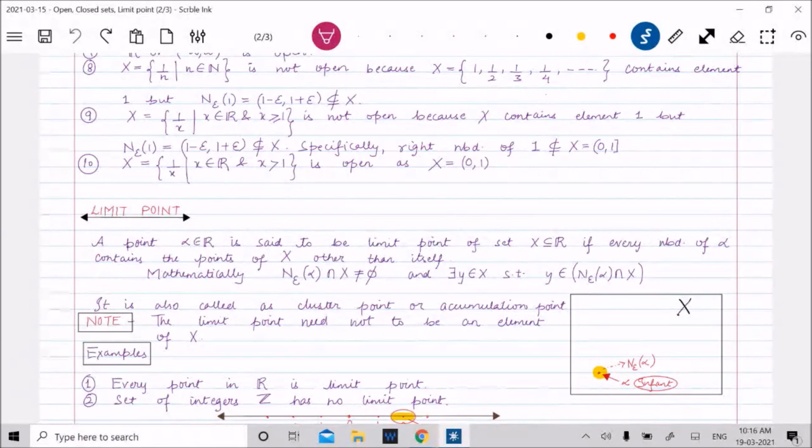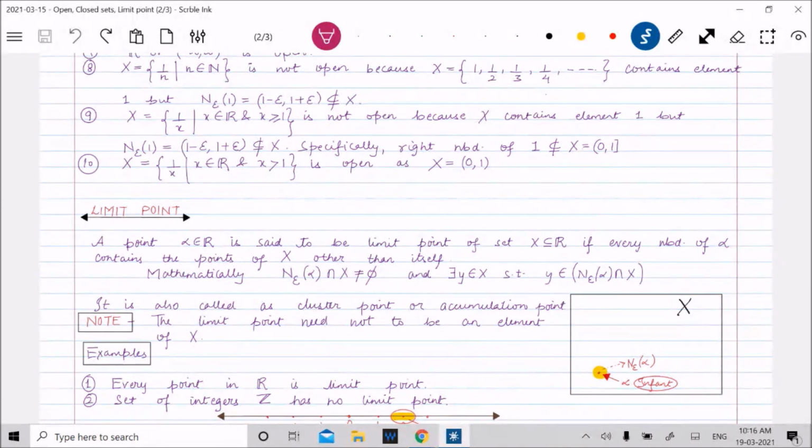This is another important concept of this topic. What is a limit point? So a limit point is something which is never alone. Isolated persons in the society cannot be the limit point, right? Someone who is trying to be a monk cannot be a limit point. Someone who is always involved in the society can be a limit point.